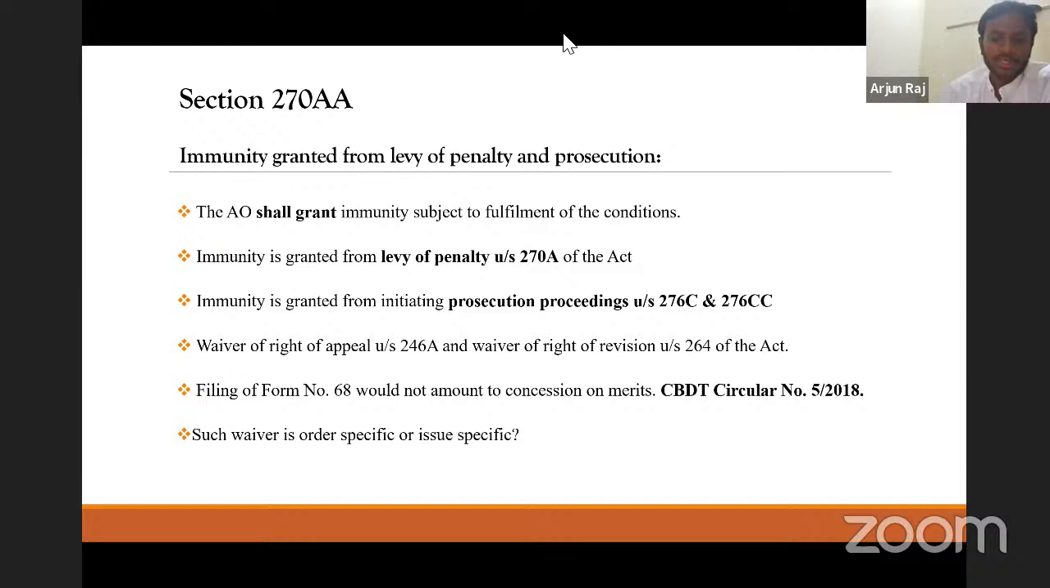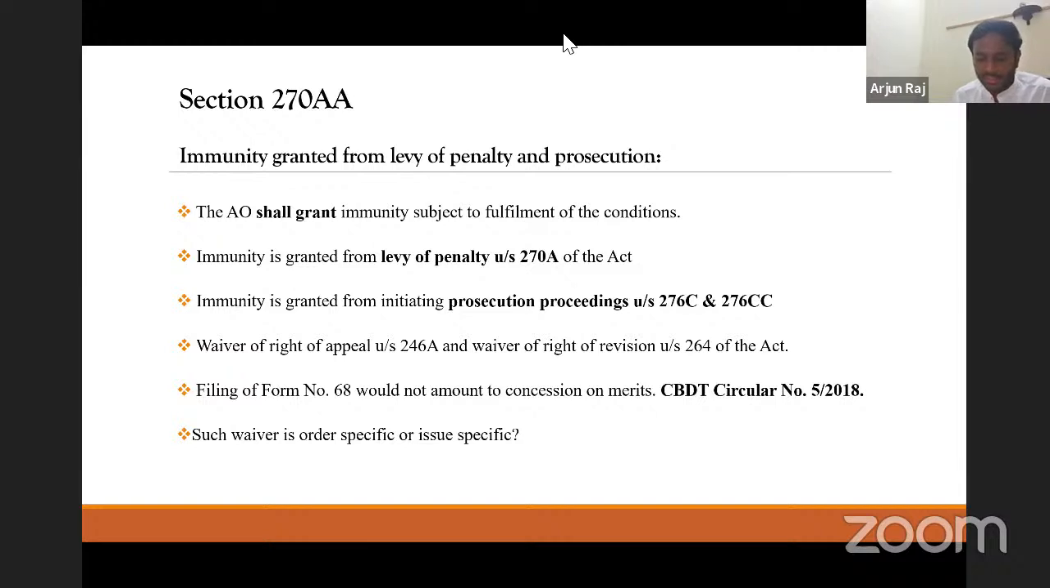Next, one interesting issue here is that generally there are various additions made in an assessment order. There could be an addition in the context of deeming provisions, that is in the context of 271AAC penalty being initiated for an addition made under 68 or 69 or 69A or other deeming provisions. And there will also be a simultaneous addition made for underreporting, and 270A is being initiated.